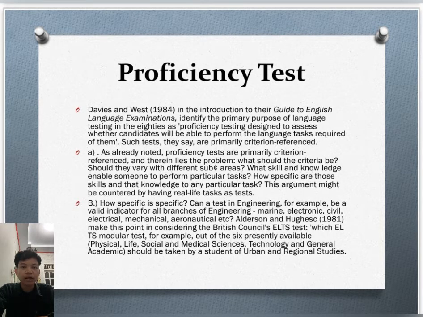Alderson and Hughes, 1981, make this point in considering the British Council ELTS modular test, for example. Out of the six presently available: physical, life, social and medical sciences, technology, and general academic, which should be taken by a student of urban and regional studies?